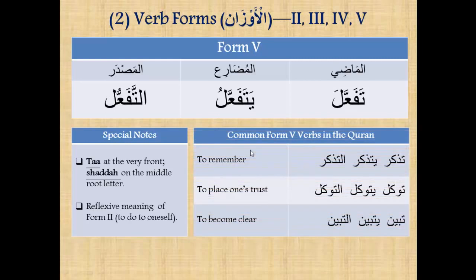Here are some common Form 5 verbs found in the Qur'an. Like I just said, تَذَكَّرَ يَتَذَكَّرُ التَّذَكُّرُ, to remind oneself or to remember. تَوَكَّلَ يَتَوَكَّلُ التَّوَكُّلُ, to place one's trust in someone or something. تَبَيَّنَ يَتَبَيَّنُ التَّبَيُّنُ, to become clear.